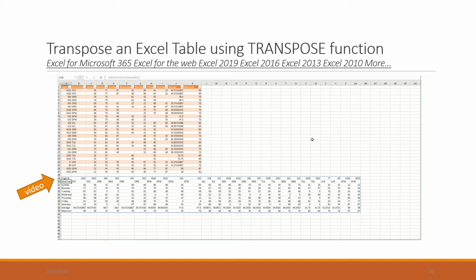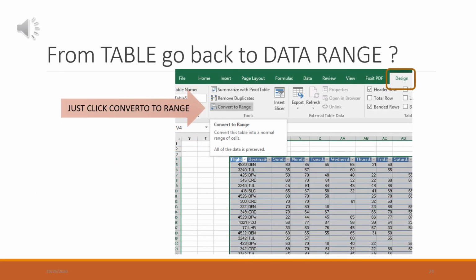To go back from a table to a plain range of data, that's again very simple. You select the whole table, then you go into the Design tab that you see up on the right top corner, and then you just select Convert to Range. That deletes the table but saves the data in a standard, normal, simple range of data format.